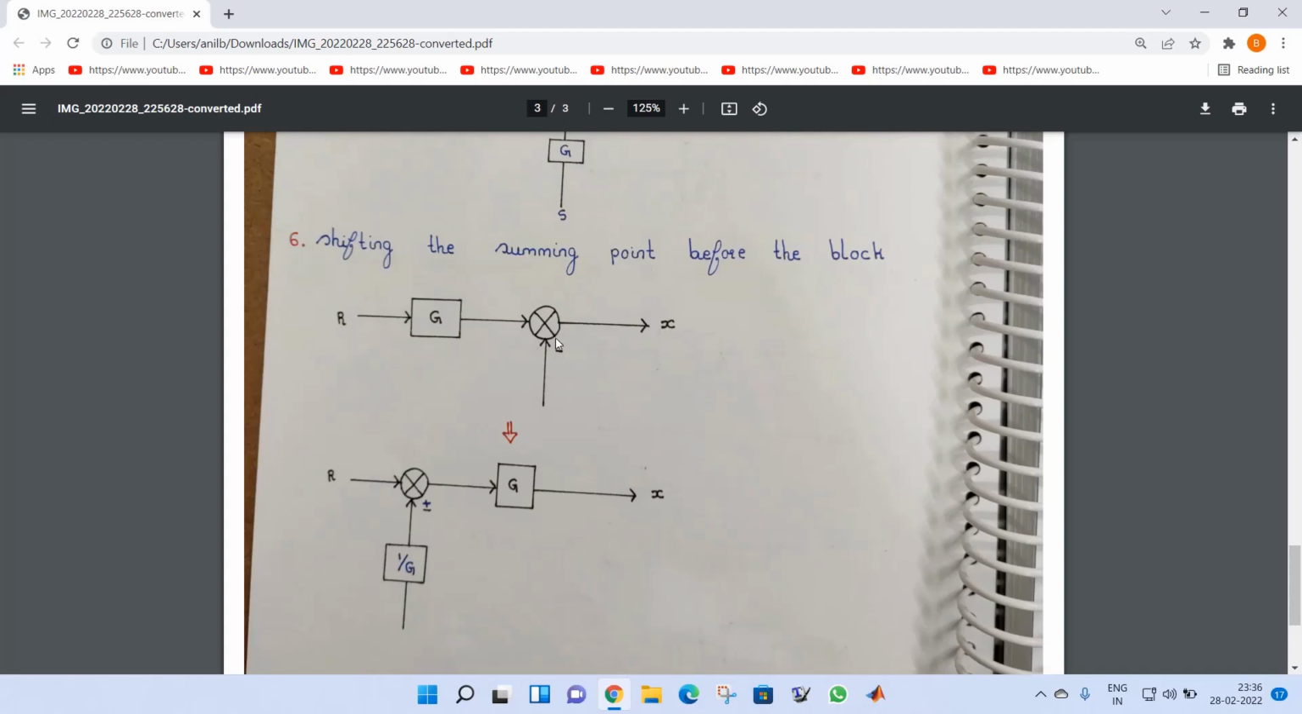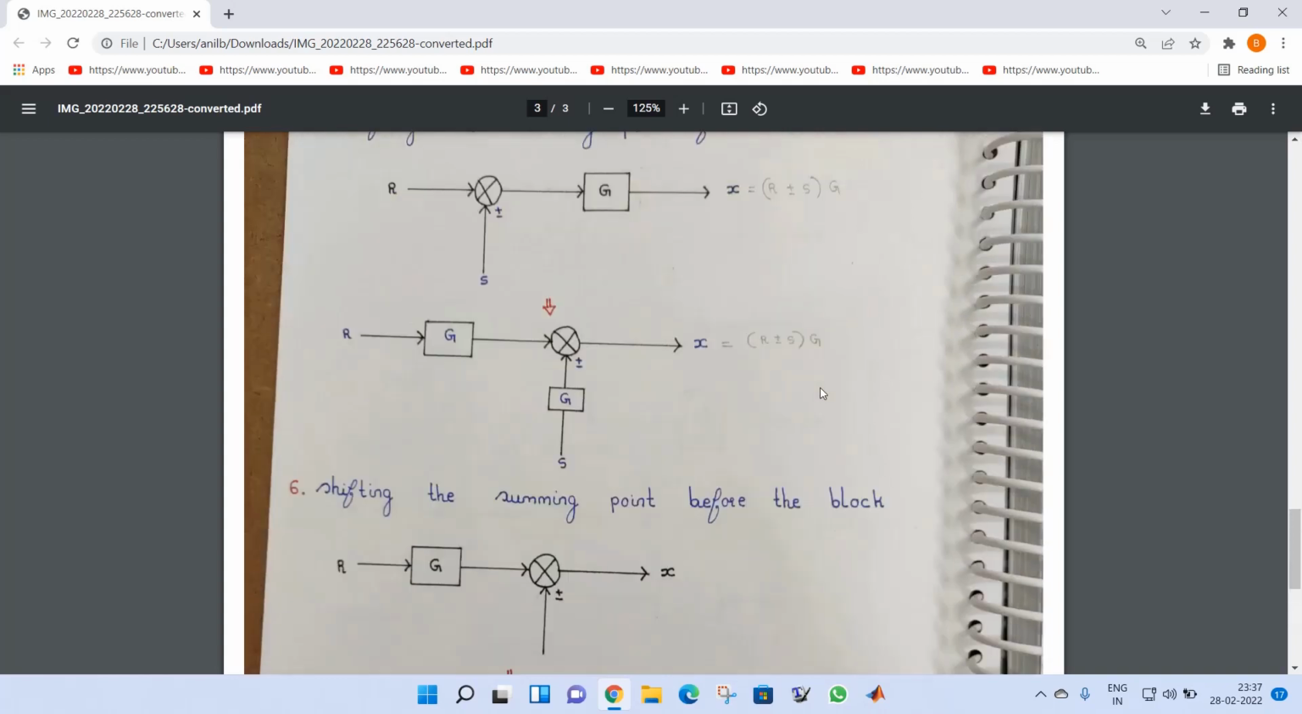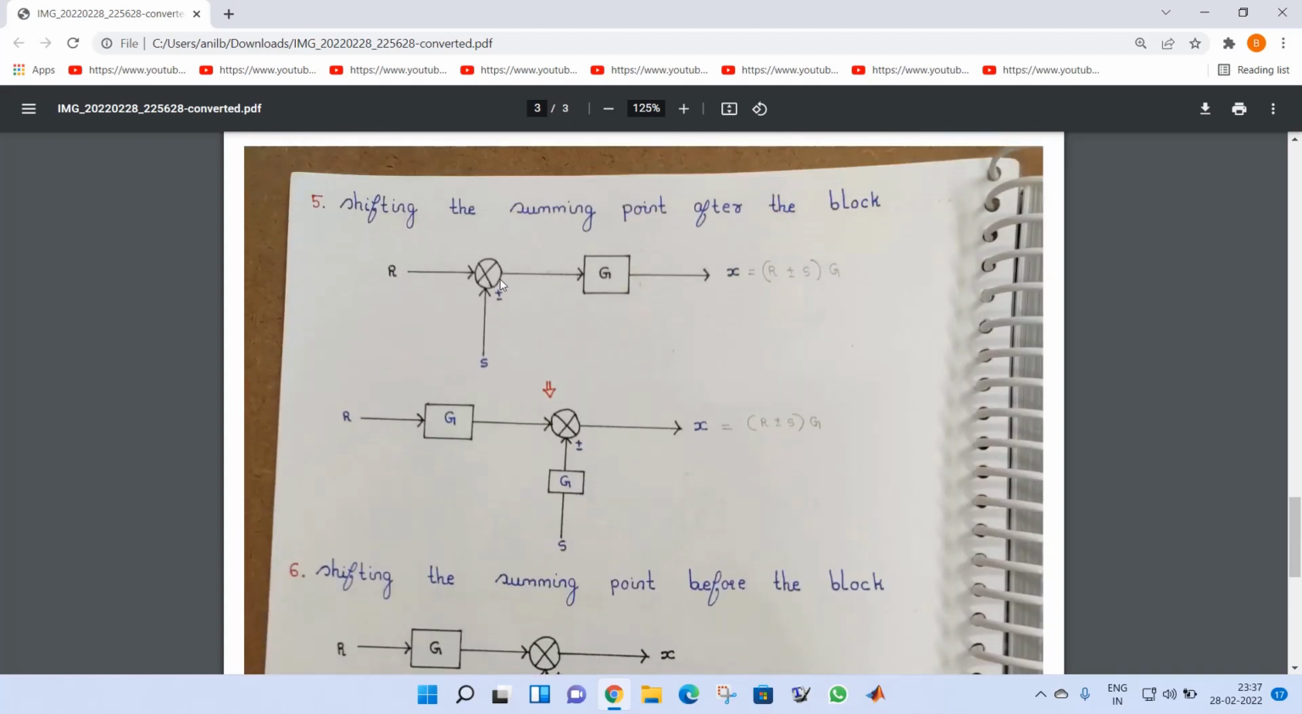Do remember that if we have a takeoff point and I shift it before the block, I have G here. When I have the summing point and shift it before the block, I have 1 by G. Same thing here: I have the summing point that I shifted after the block, meaning G. When I have the takeoff point and shift it after the block, I have 1 by G, meaning quite opposite. When you are shifting the summing point, you have G. When you shift the takeoff point, you have 1 by G. It makes it easy for you to remember these 6 rules.